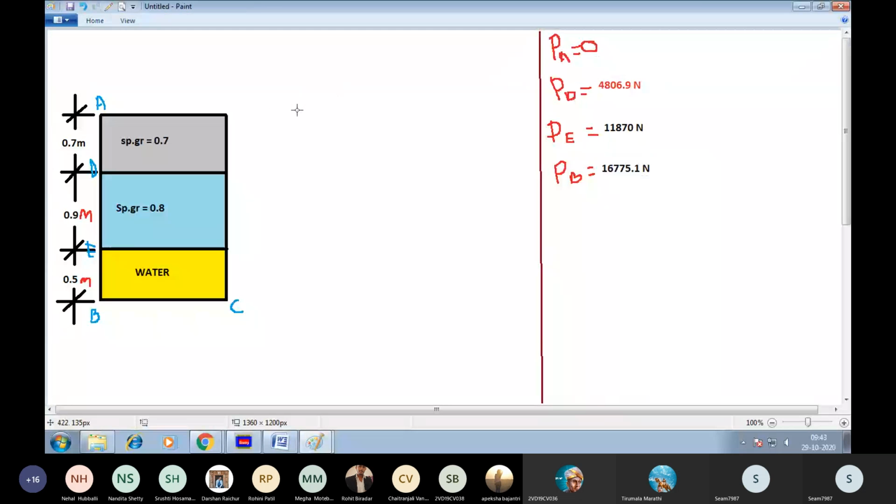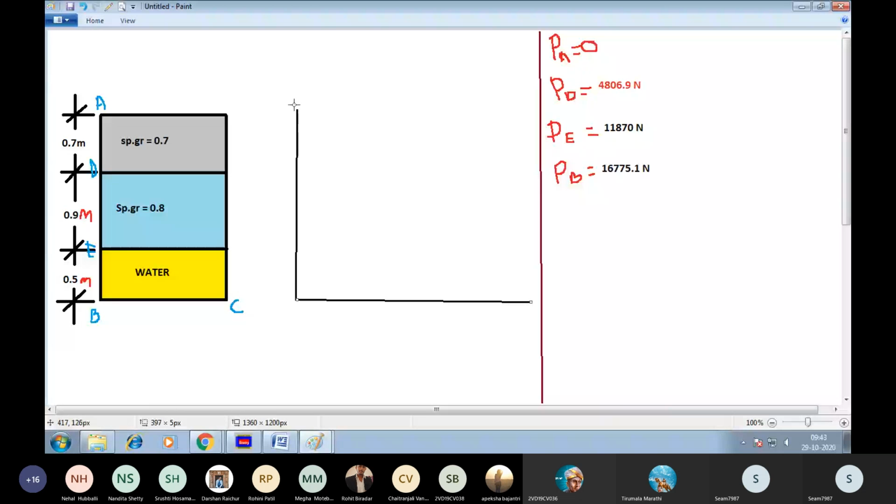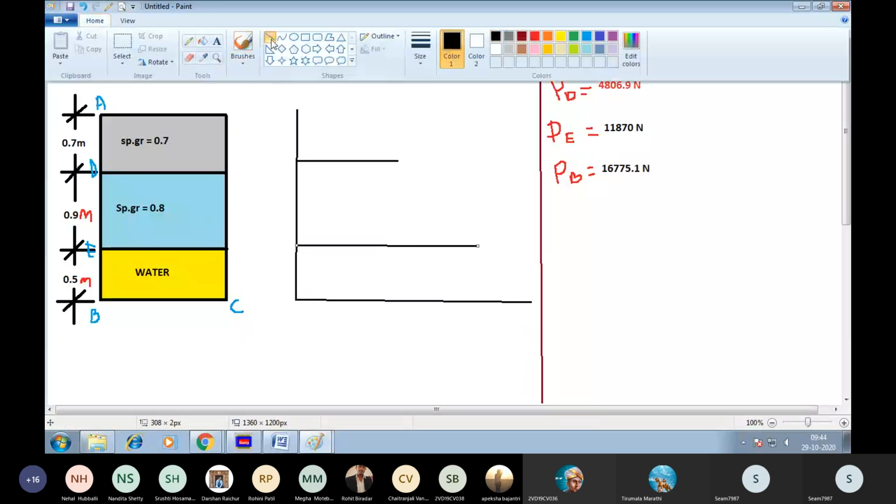Draw the diagram. So PA is equal to 0. PD is 4806.9. It will come somewhat like this. Then what about PE? It is 11,870. It will come somewhere here. Okay, and PB is 16,775.1. Now let us join these points.